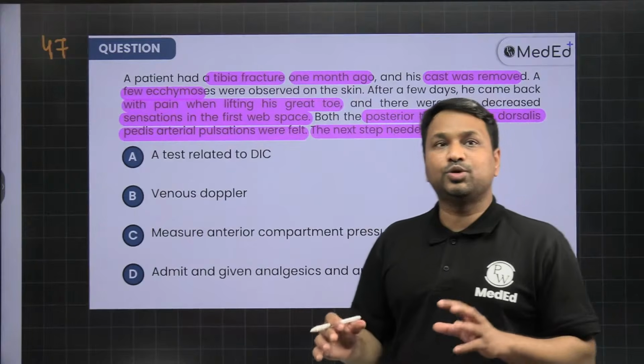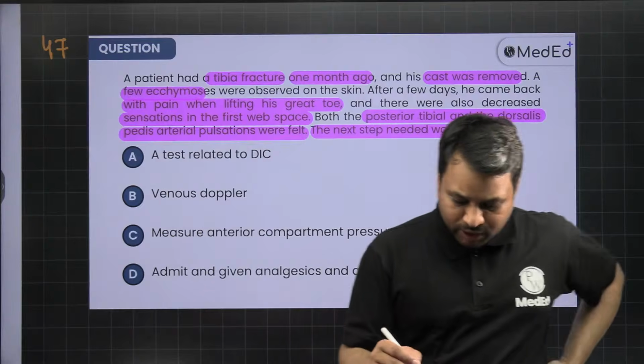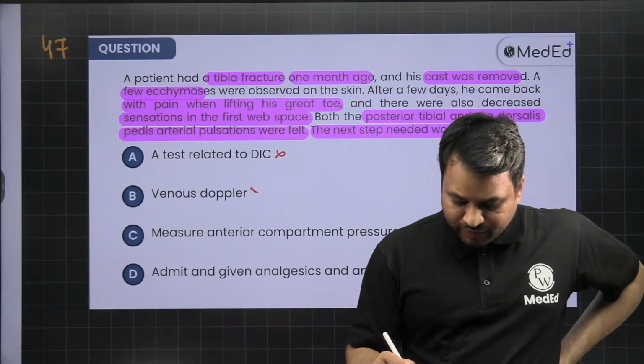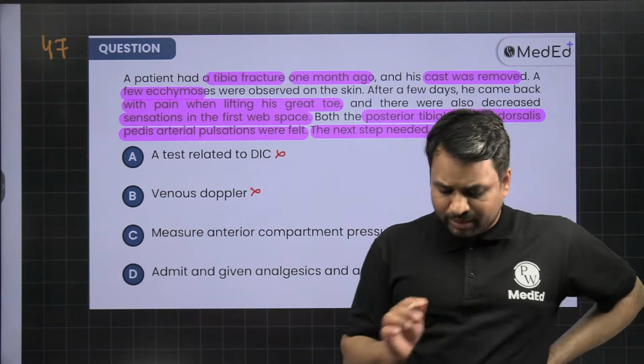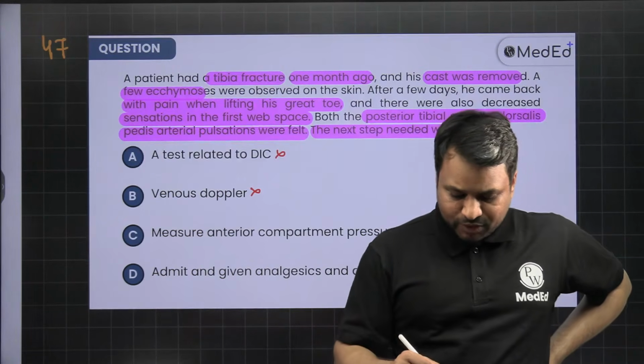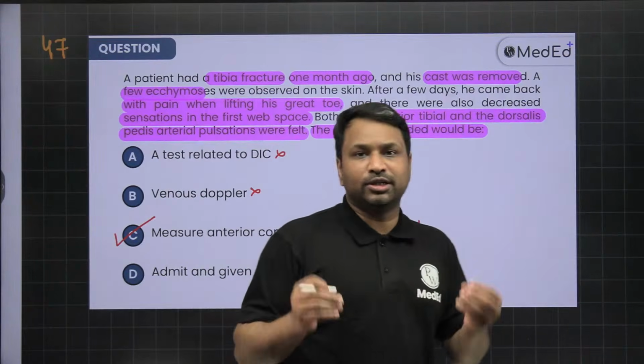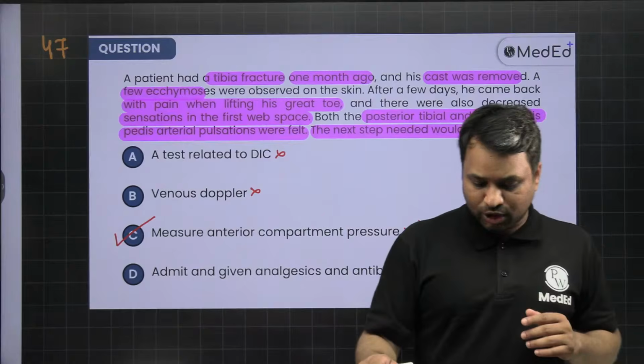Now here the patient is going into compartment syndrome, so you have to evaluate for compartment syndrome. How do you evaluate? It is not for DIC, and there is no need for venous Doppler. Here we are not talking about venous, it is not about DVT. Yes, I would like to measure the compartment pressure, admit and give analgesia. So you have to see whether the patient is developing compartment syndrome or not. If the compartment pressure is more than 30, then you have to do a prophylactic fasciotomy.